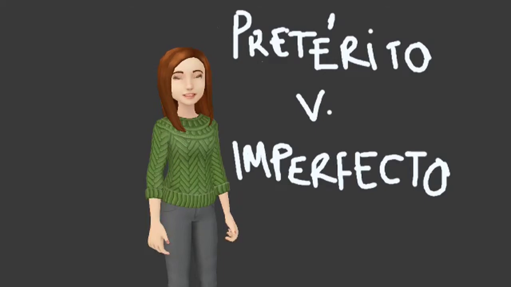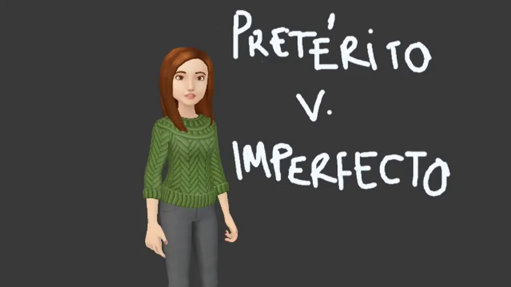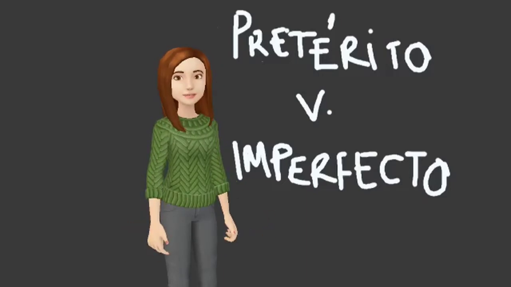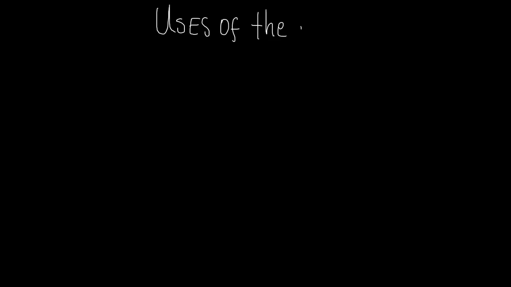Pretérito versus imperfecto. As you know, there are two types of past tense in Spanish, the pretérito and the imperfect. In today's lesson, we're going to review the uses of these two tenses. So let's begin with the uses of the pretérito tense.